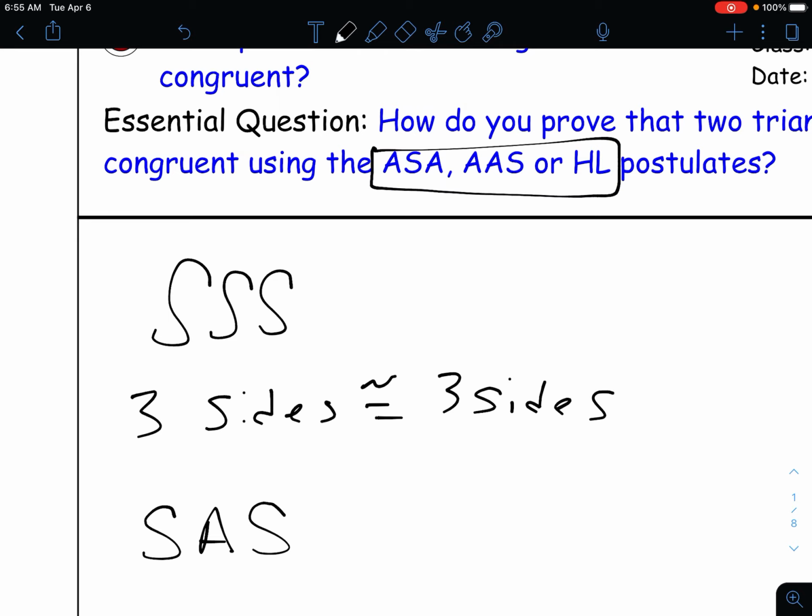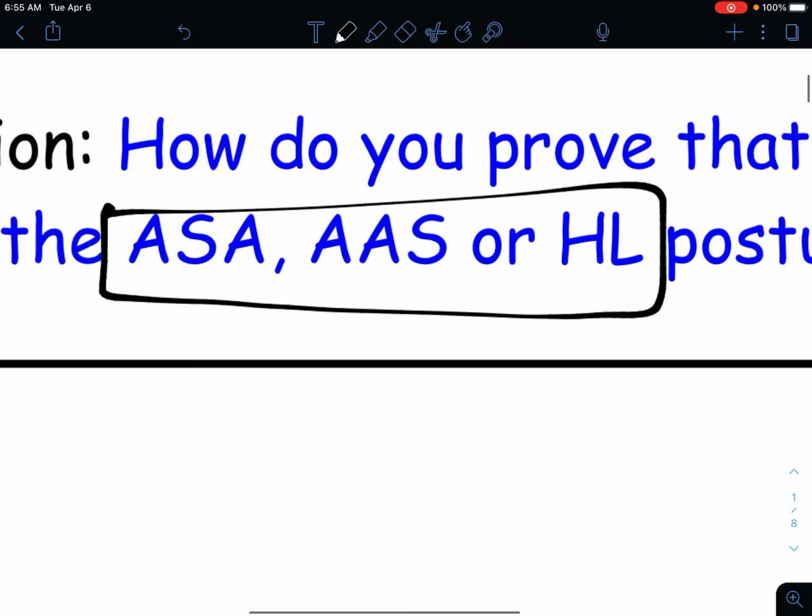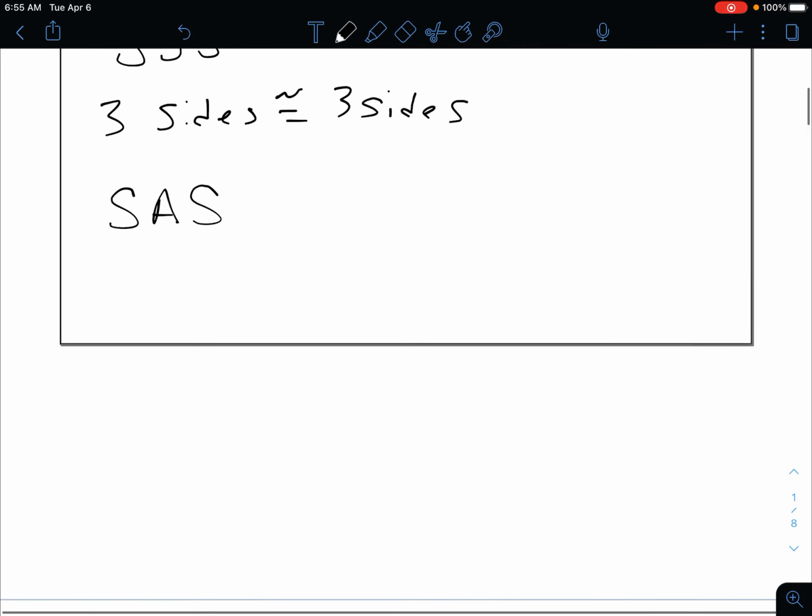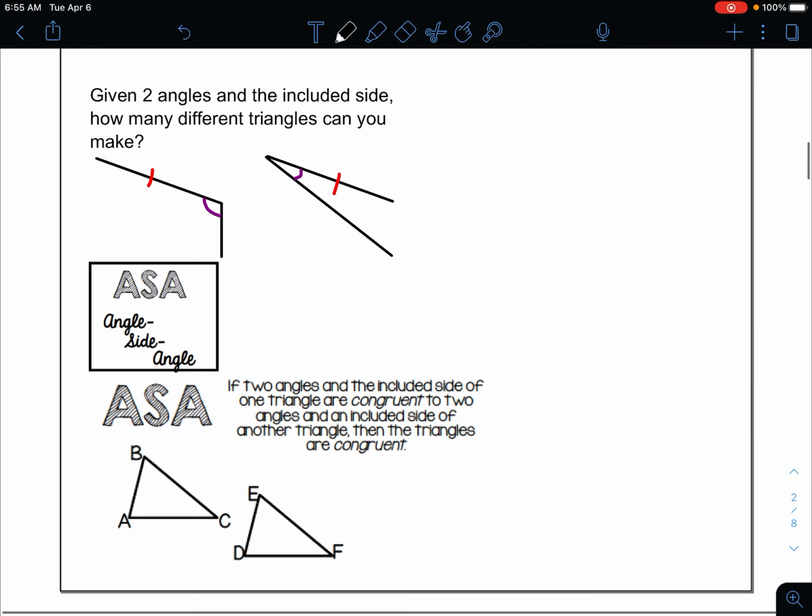All right, so what we're going to do is just blow through. We don't have any new tips or tricks for you today. We're just going to talk about those three new ones today. All right, so we're going to have angle, side, angle, where the side is included between the two angles. It's the included, not excluded angle. So I guess it would be the included side, sorry, and then HL.